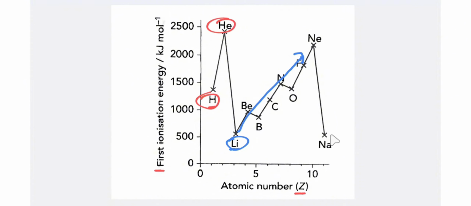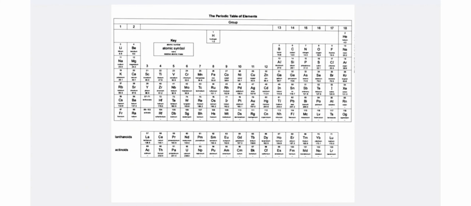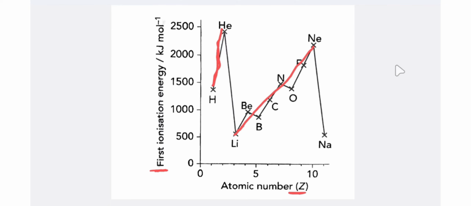Then after neon, sodium is in the next group, so the ionization energy decreases. After neon, sodium is in the next group, and as we go down the group, ionization energy decreases. So sodium has the least ionization energy because we go down the group.